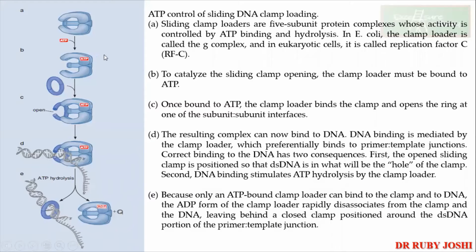Okay, yeah, this is a very good structure. The figure. Again, this figure has been taken from the Watson only. Okay, so look at over here. So you have got the sliding clamp loader over here. It's a 5 subunit protein and all. Okay, now, of course, in the eukaryote cell, it is known as replication factor C or RFC. Same thing, okay?